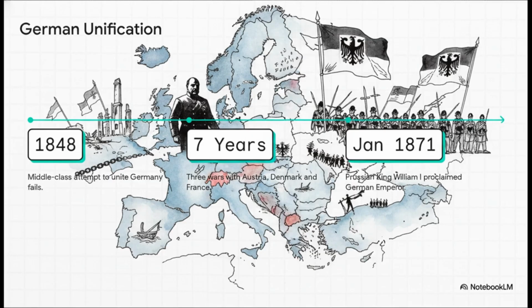We start with the failure of that liberal middle-class attempt in 1848. From that point on, Prussia takes absolute leadership of the movement. And Bismarck's strategy was incredibly calculated and, honestly, ruthless. Over a period of just 7 years, he orchestrated 3 distinct wars against Austria, Denmark, and finally France. Each and every war ended in a Prussian victory, systematically knocking out rivals and expanding Prussian territory, which completed the process of unification. It was a conquest, plain and simple, culminating in January of 1871.